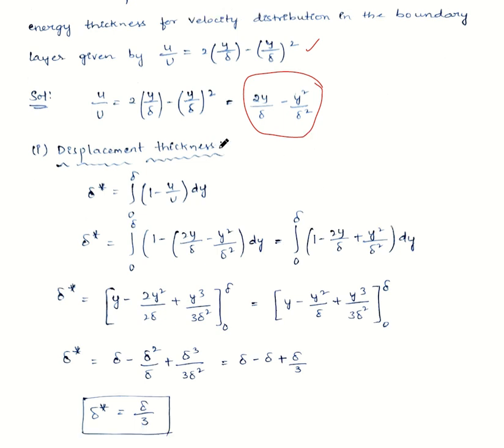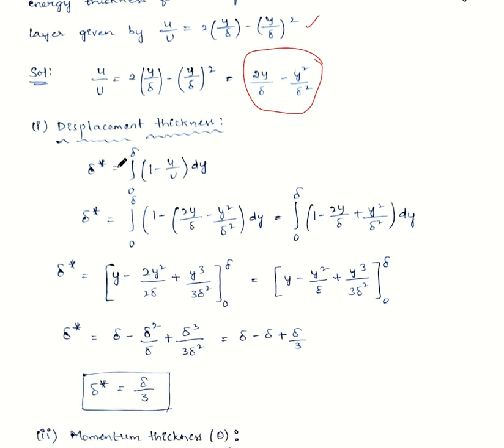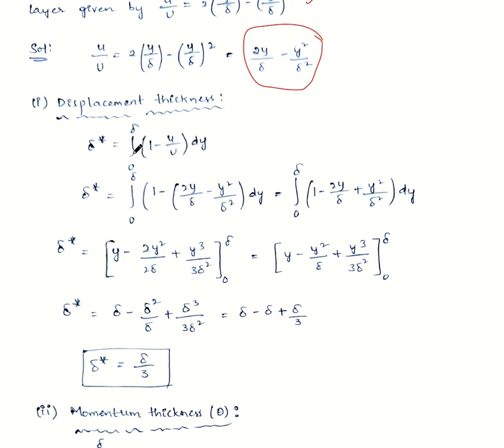Coming to the first one, displacement thickness. The formula for displacement thickness is given by δ* = ∫ from 0 to δ of (1 − u/U) dy. This equation is already given in the earlier video, kindly check it out. So it is the integral from 0 to δ of 1 minus, in the place of u/U I will substitute this value, which is 2y/δ − y²/δ², dy.